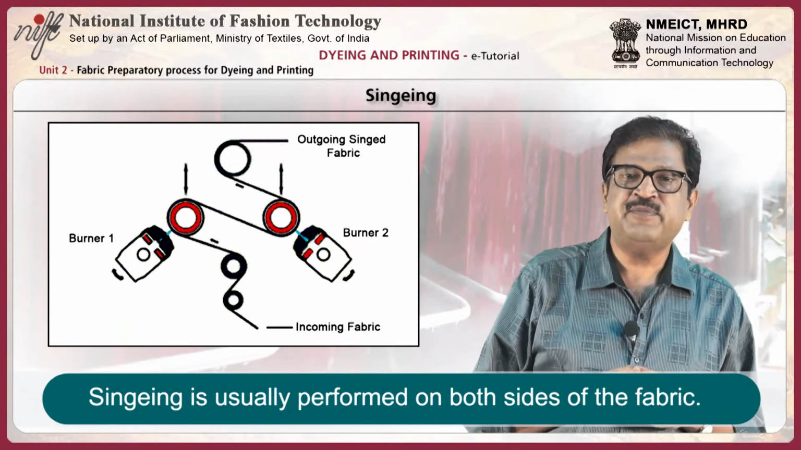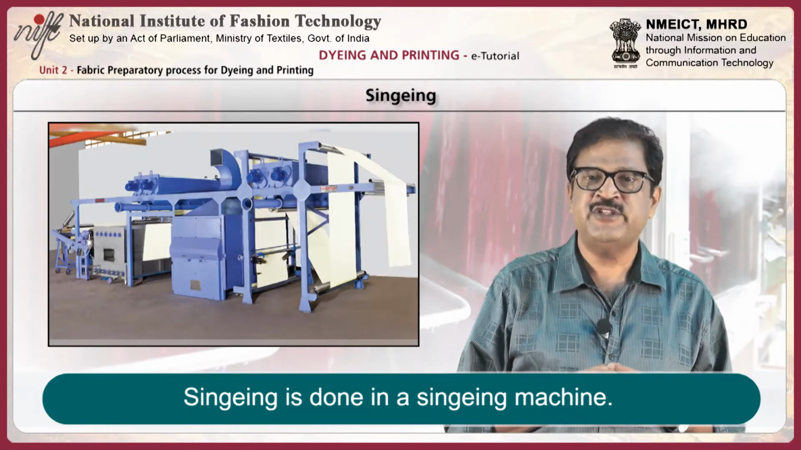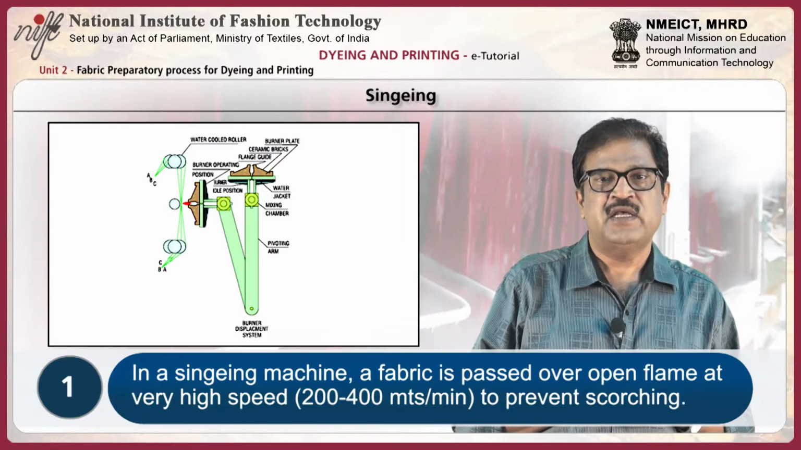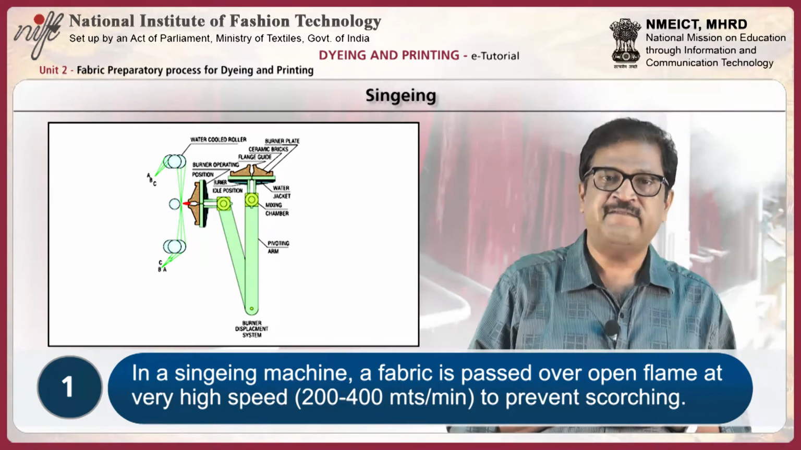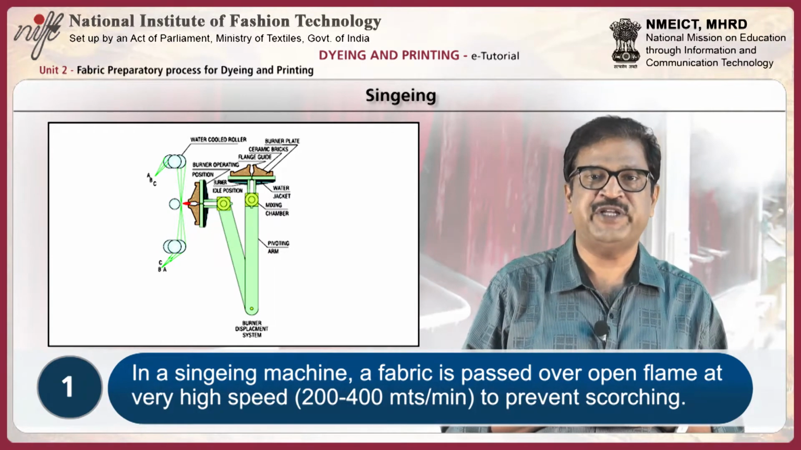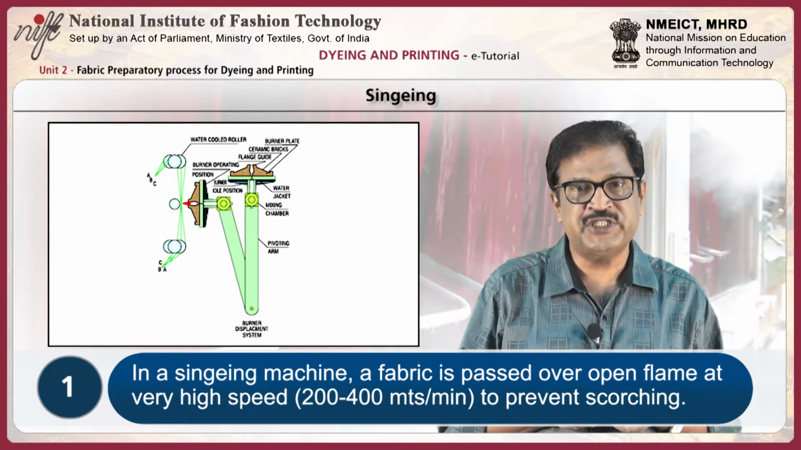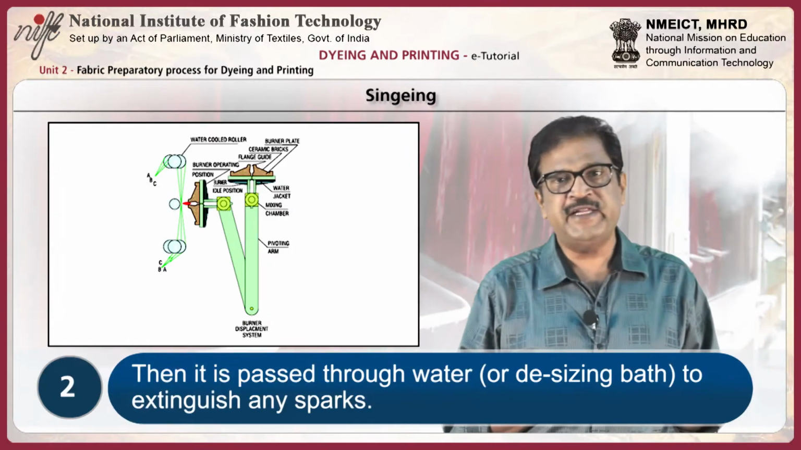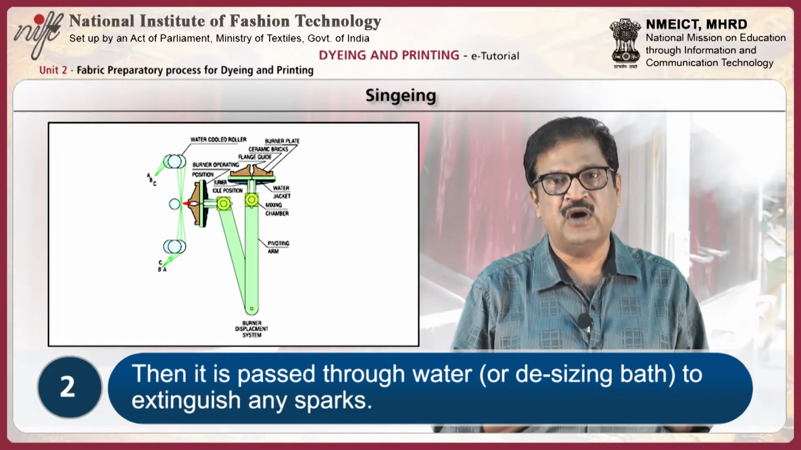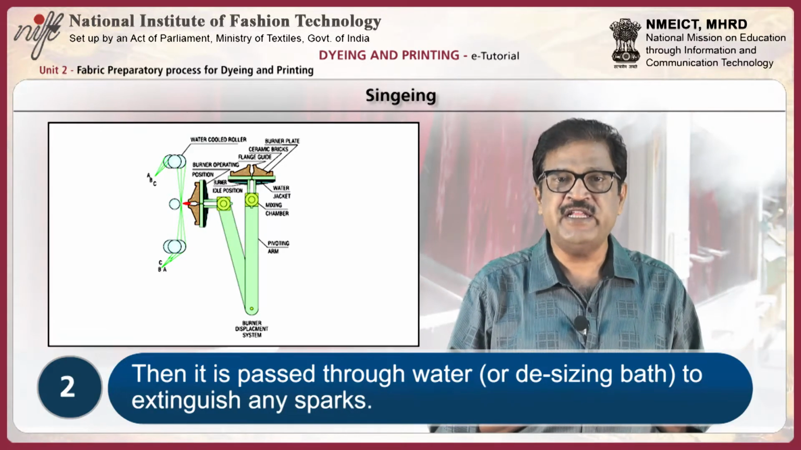Singeing is usually performed on both sides of the fabric. This is done in a singeing machine. In a singeing machine, the fabric is passed over open flame at very high speed, approximately 200 to 400 meters per minute, to prevent scorching. Then it is passed through water or a desizing bath to extinguish any sparks.